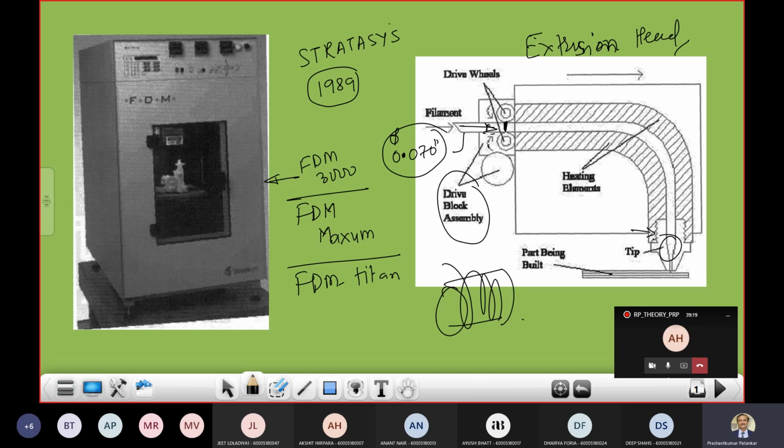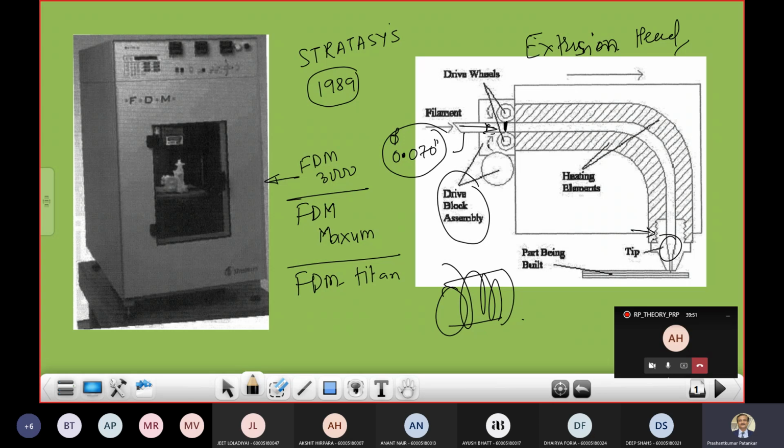The reason is simple. When you are passing the filament from the exit of your chamber, it has to be in the semi-molten state, and for that reason we have to keep the temperature slightly above the melting point temperature of the filament. Then and only then, at the end, you will get it in a semi-molten state. Am I clear?